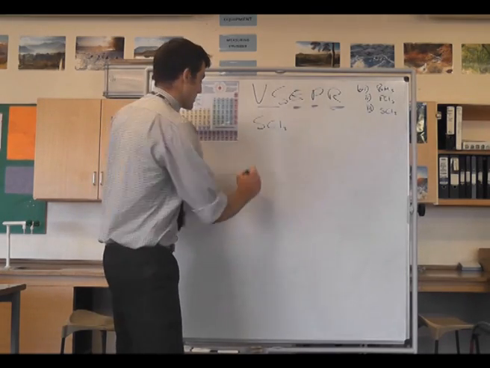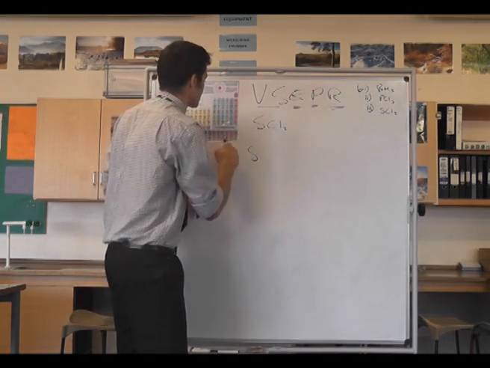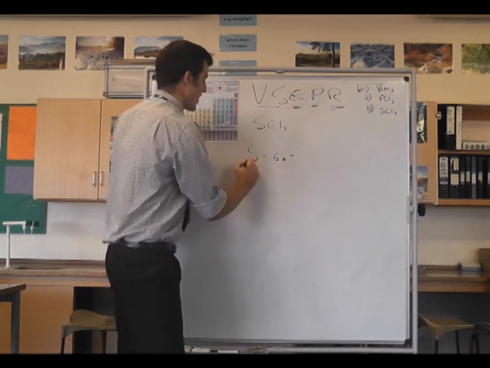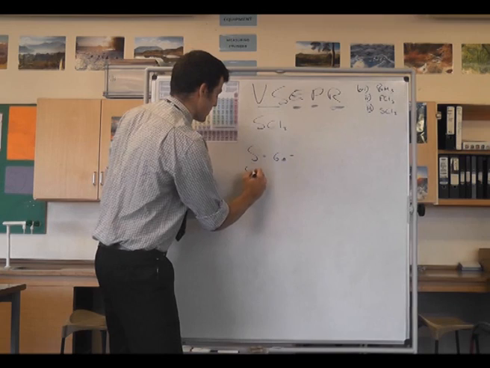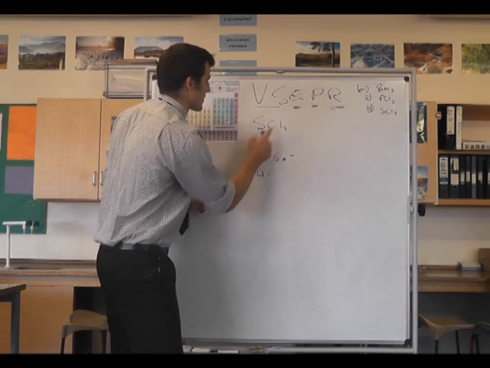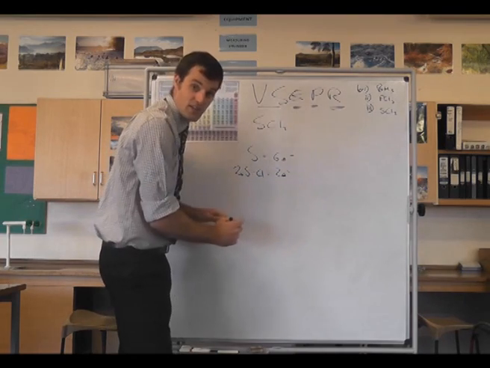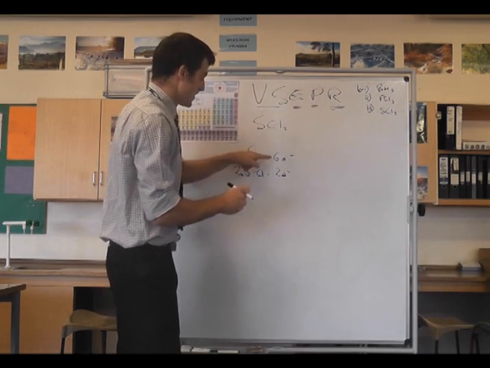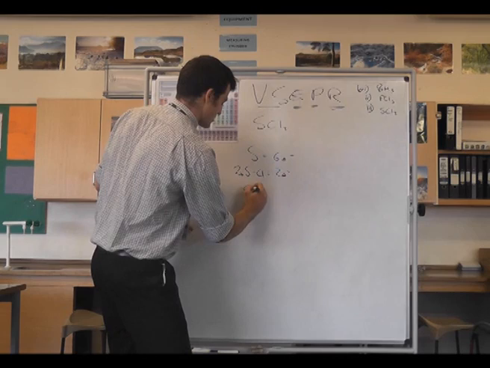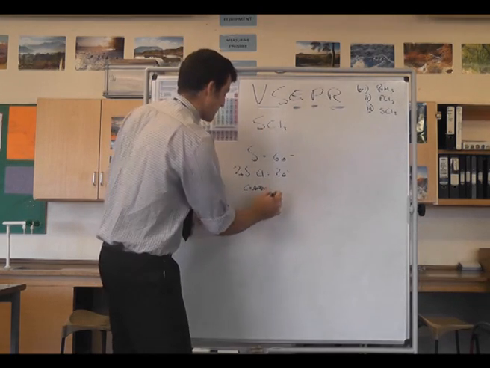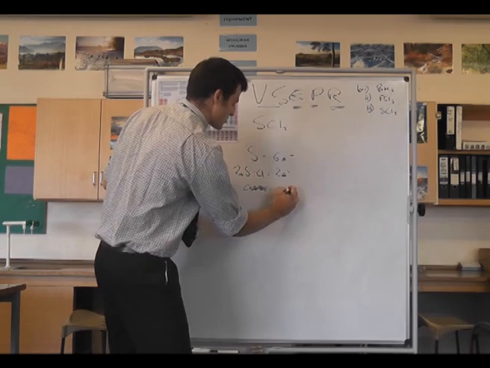So how many electrons from the central atom? Group 6, therefore 6 electrons. How many electrons from the sulfur to chlorine bonds? There's 2 of them, so 2 extra electrons. So is there a charge? No charge at all, so no extra electrons there.